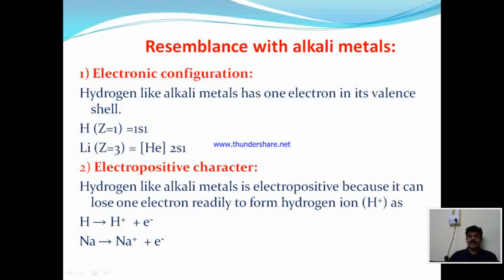Second one, electropositive character. Hydrogen, like any other alkali metal, is electropositive in nature because it has a tendency to lose an electron. By losing an electron, it forms a positively charged cation, which is called proton. Look at here, sodium loses one electron, it forms Na+ ion, and hydrogen also loses one electron, it forms H+ ion. In that way, you can say that hydrogen resembles alkali metal in terms of electropositive character.